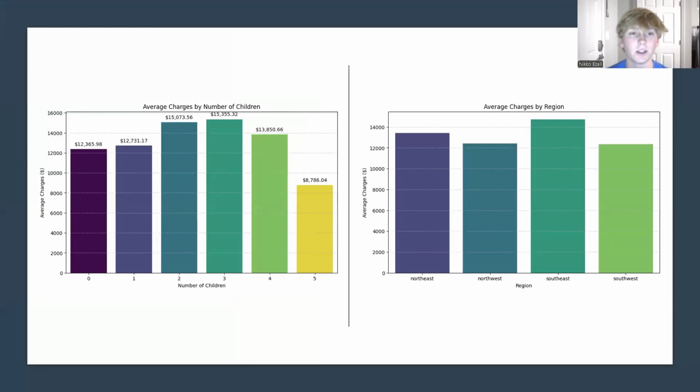So then we could see two graphs here, one showing the average charges by number of children and another showing the average charges by region. From these two graphs, we could see it doesn't really have that much of an impact on the cost, other than having, I guess, 5 children. There's a steep drop off there in the price, but the number of children doesn't impact the cost too much, and the average charges by region doesn't change much at all by which region you are in, other than the southeast and northeast being a little more expensive than the other two. But we could see that they are pretty similar.